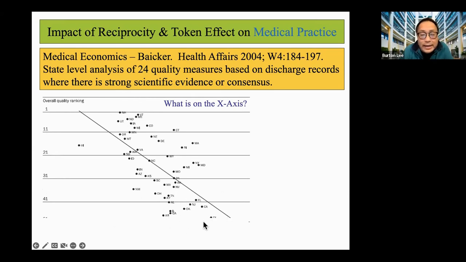So on the x-axis is how much money is spent per capita. So the more money we spend, the lower the quality of care. And I think some of these might be too hard to read, but I think down here is actually Texas and California and Florida and so forth.